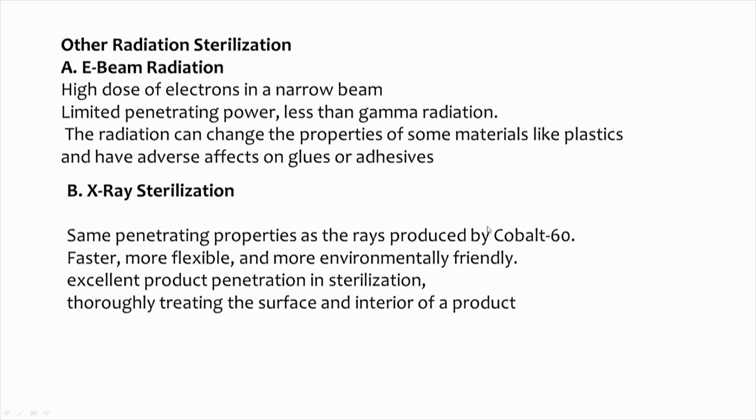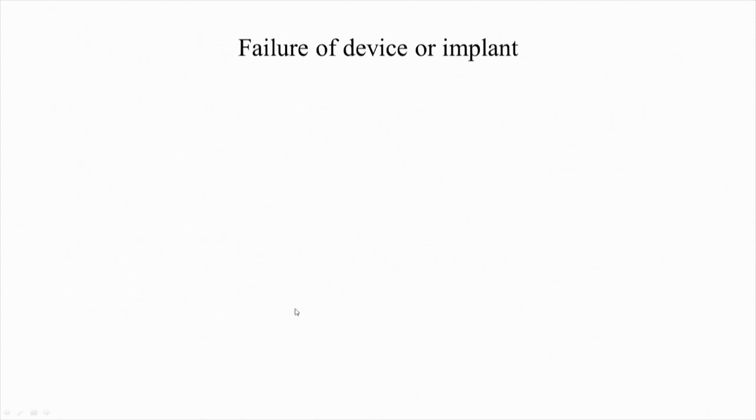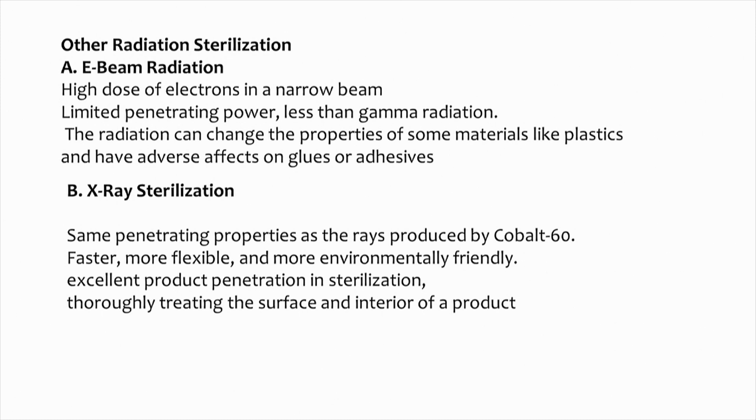Of course, other radiation sterilization: X-ray and E-beam, that is electron beam radiation, a high dose of electrons in a narrow beam. It has very limited penetrating power, less than gamma radiation. The radiation can change the properties of the material, especially plastic. They may lose some of their mechanical properties, even optical properties. X-rays have the same penetrating properties as cobalt 60, but are faster, more flexible, more environmentally friendly, and good for penetration. It also helps in thoroughly treating the surface and interior of a product. So we saw a large number of methods.